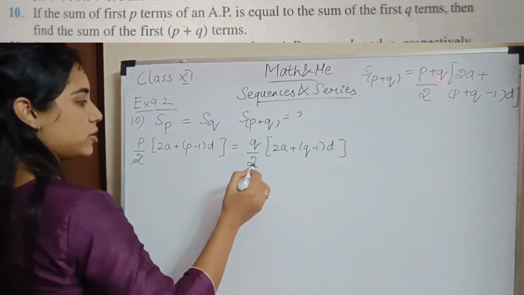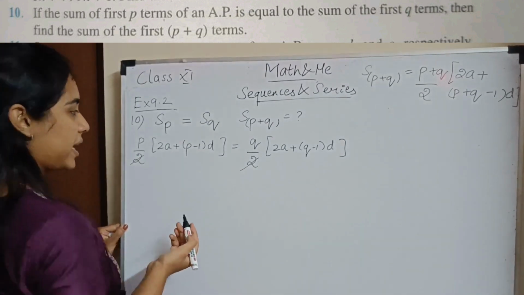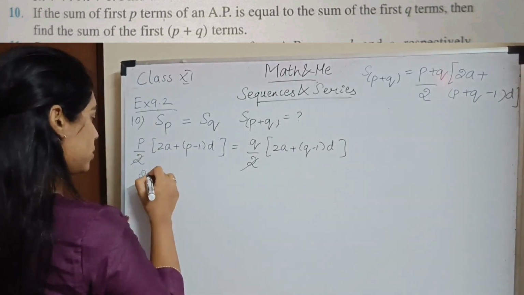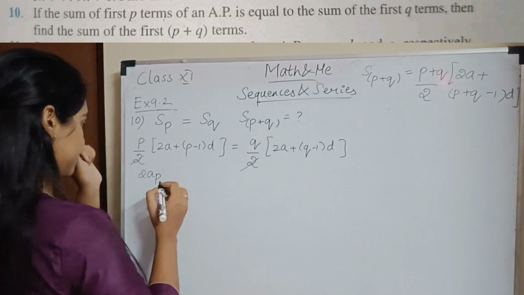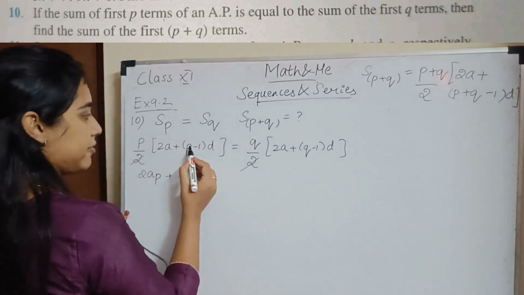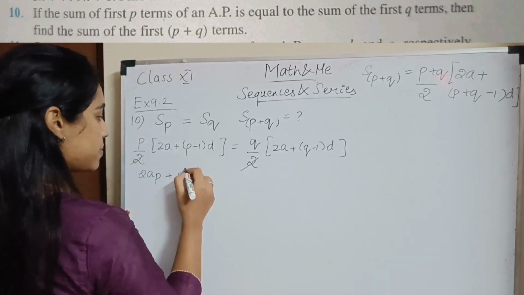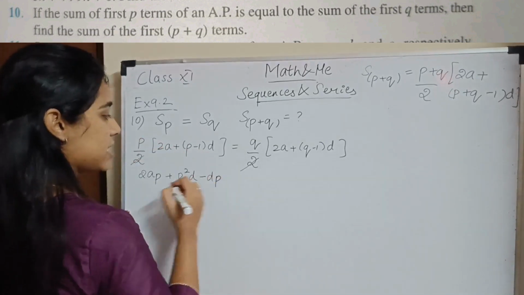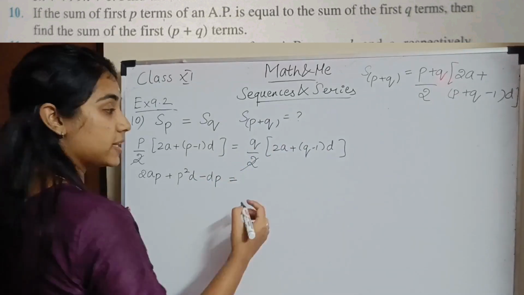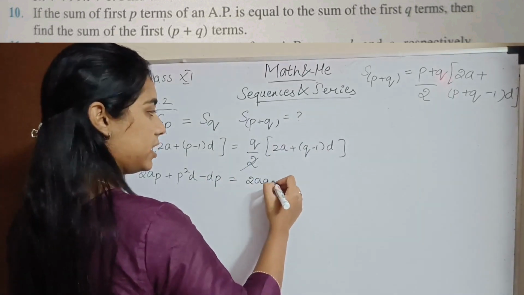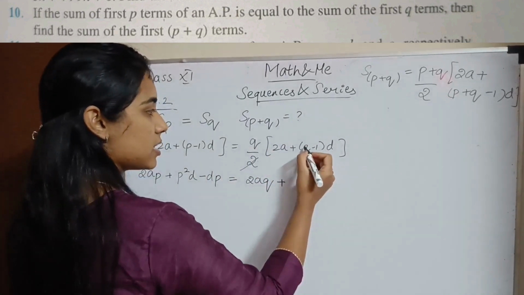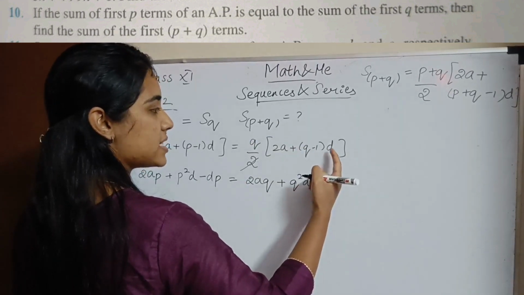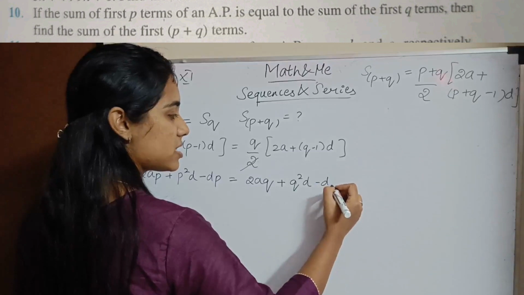So I'm cancelling 2 and 2. What am I left with? I'm going to multiply everything inside. So I have 2AP plus PD times P, so it's P square D, minus D times P, so it's minus DP, equals, similarly, 2AQ plus QD times Q, so I have Q square D, minus D times Q, I have minus DQ.